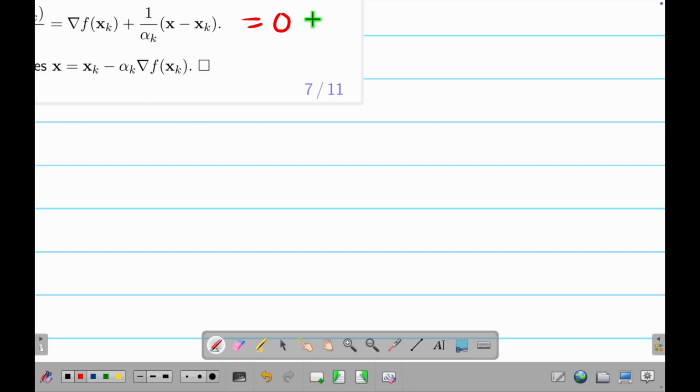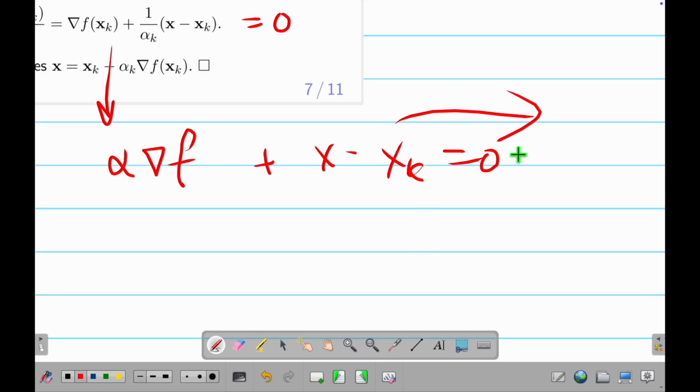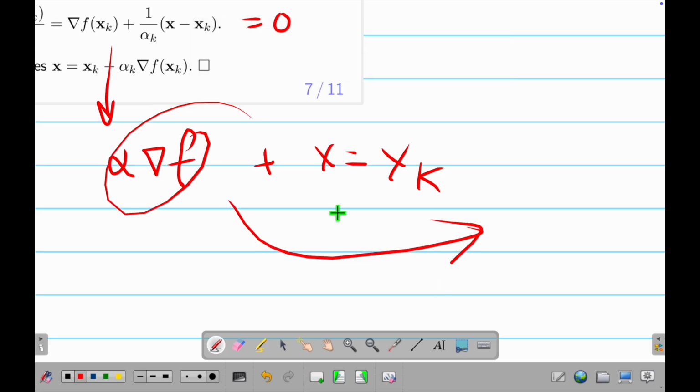So first I move this to the other side. I multiply everything by alpha. So I have alpha gradient F plus x minus xk equals 0. Then I move this to the other side, then I move this to the other side. Yeah, so this is gradient descent.